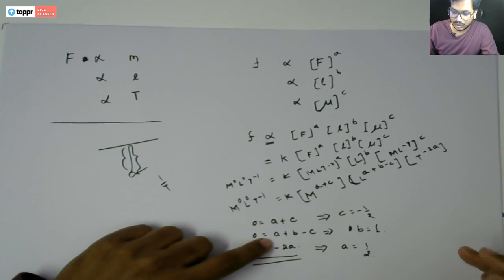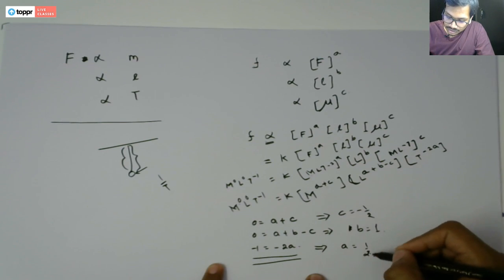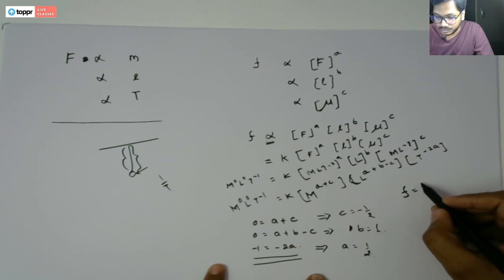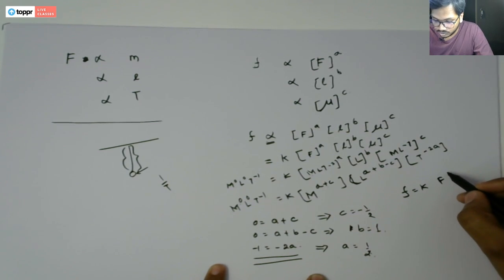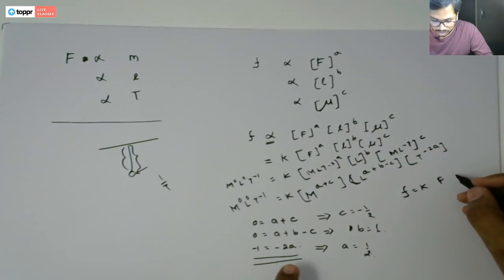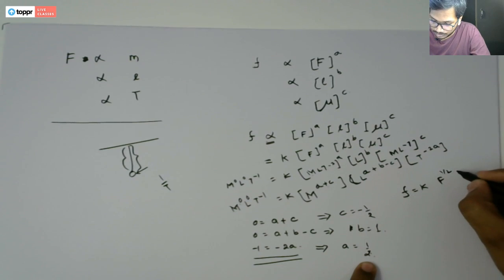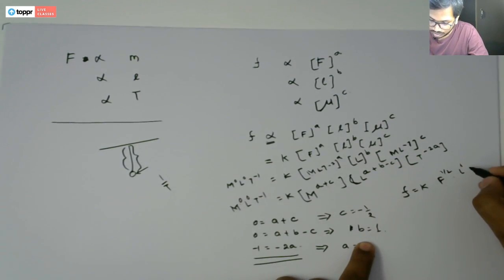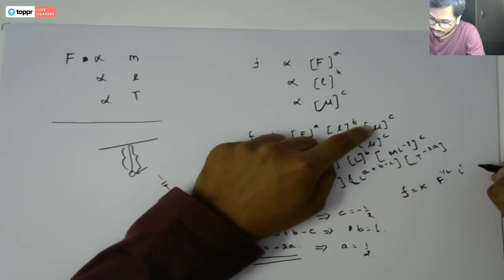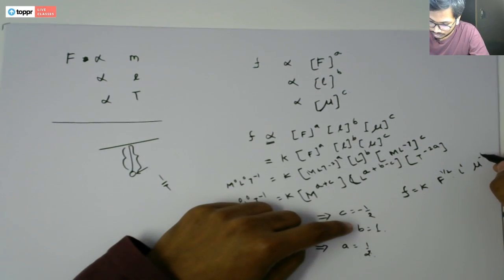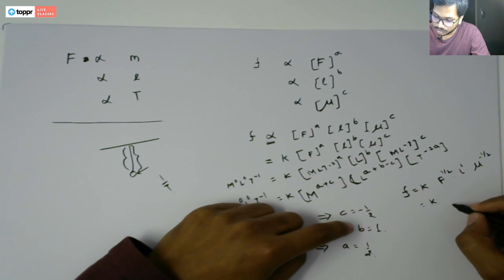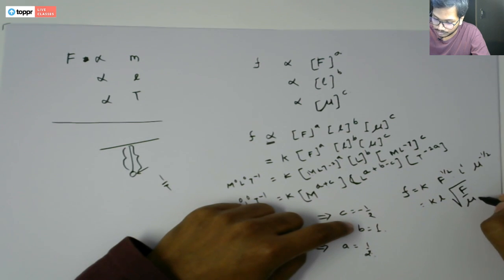B is equal to 1. Now if we back substitute these A, B, C values that we found in this equation, we'll get f is equal to k times f raised to a, so a is half, f raised to 1 by 2, multiplied by l raised to 1 and mu raised to minus half. So we can rewrite this as f equal to k l root of f by mu.